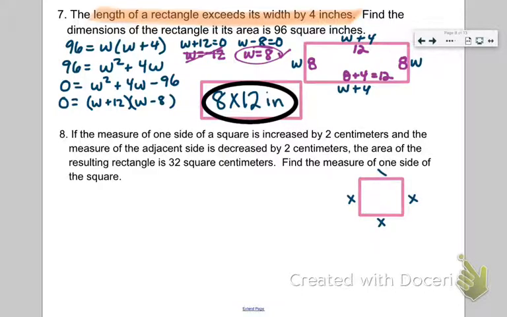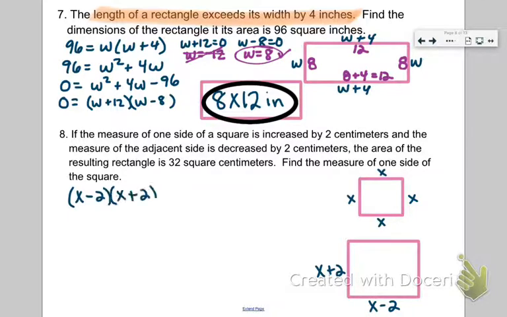So all sides of the square are equal, so it's x, x, x, x. Now it says we are increasing one side by 2, but decreasing the other side by 2 as well. So one side's x plus 2, the other side's x minus 2. It's no longer a square because the sides are different. So now we can use those sides, multiply them together, and set them equal to the area of 32 square centimeters. So x minus 2 times x plus 2 represents the area, which they gave us is 32.